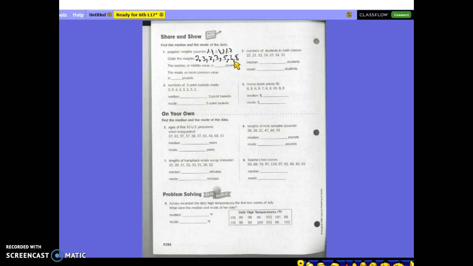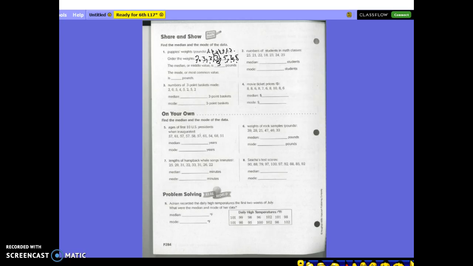Now another way to check would be to count these. 1, 2, 3, 4, 5, 6, 7. So that you make sure you have all your numbers. The median is the value in the middle. It's 7, that's an odd number, correct? So we should be able to find our one in the middle. What's in the middle? 3.